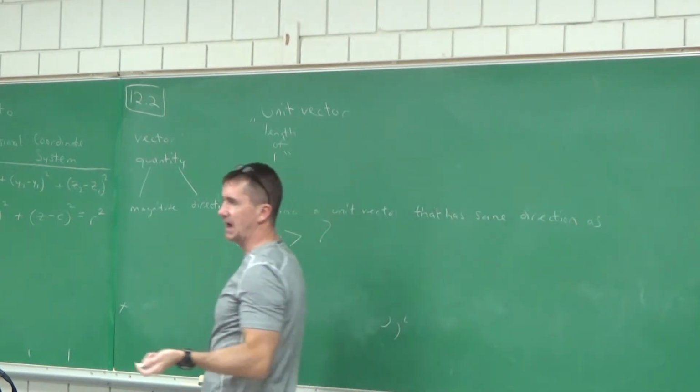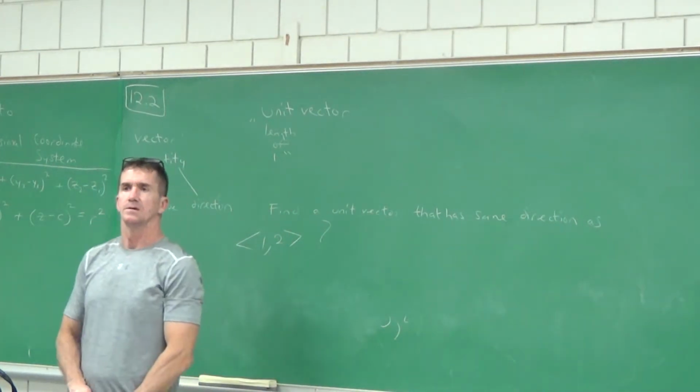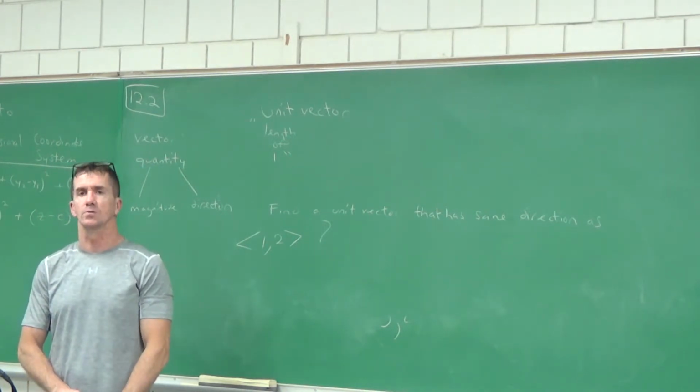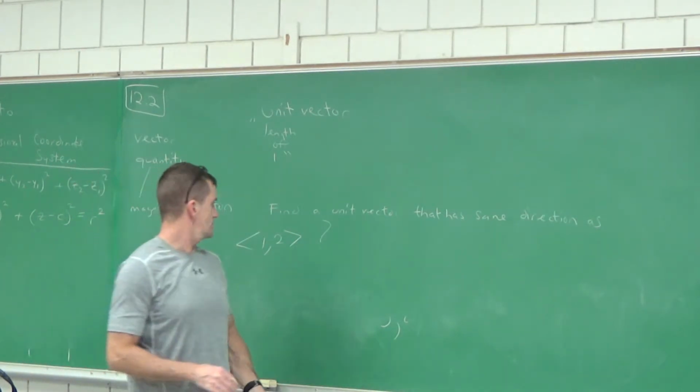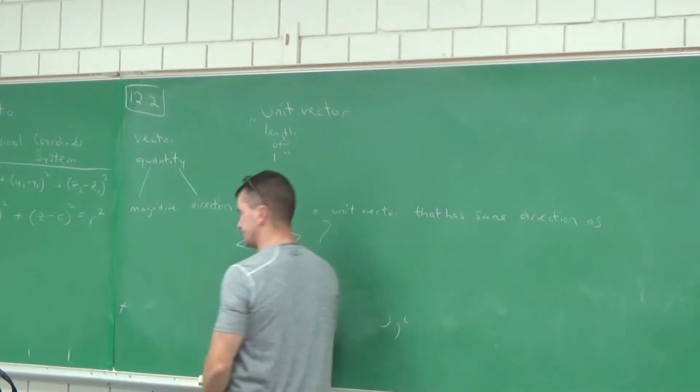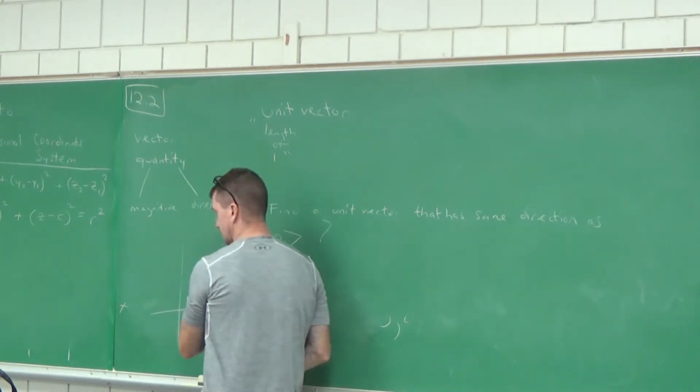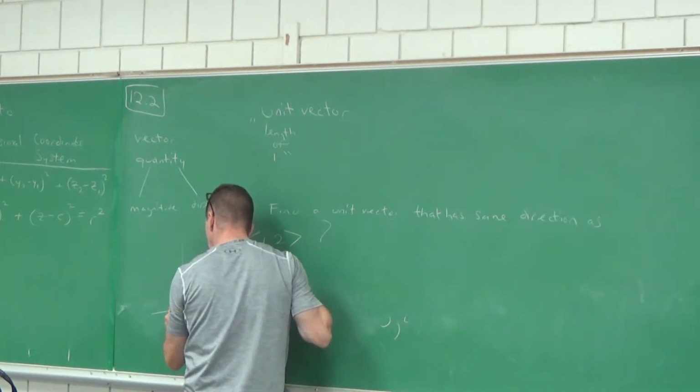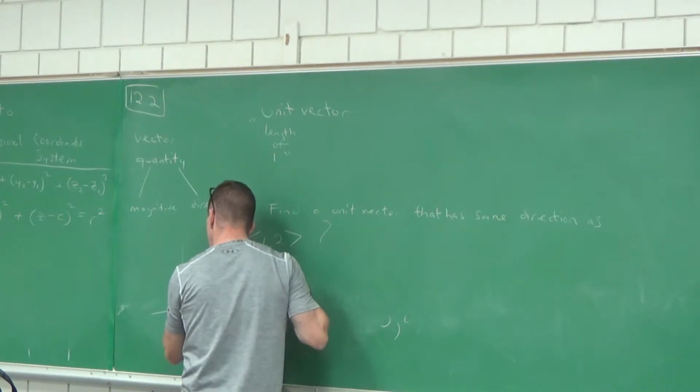So we need to create a math formula for unit vectors. We're going to do them so much in our Calc 3 course. All right, first of all, let's talk about that length. We've got to start there, right? 1, 2 means it went 1 this way, 2 this way.